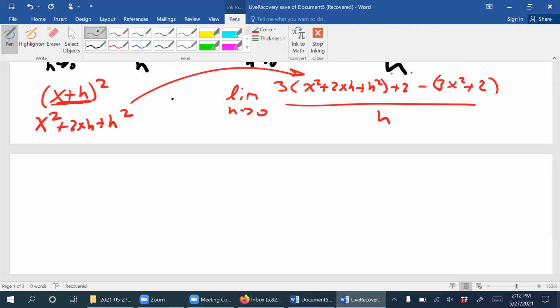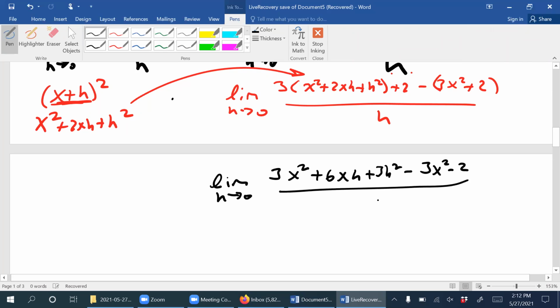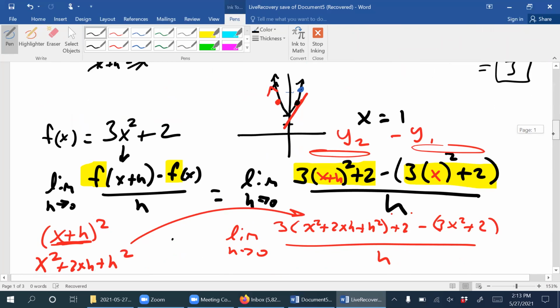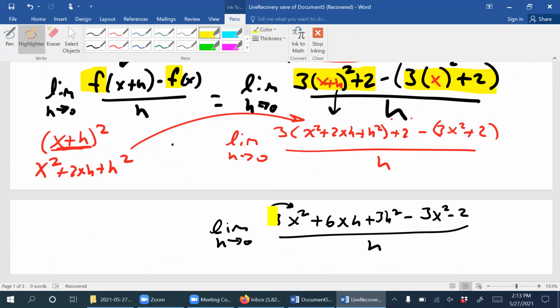Okay, so we're going to end up with the limit as h gets closer to 0 of 3, multiplying the 3 out: 3x squared, 3 times 2xh is 6xh, 3 times h squared is 3h squared, and then minus 3x squared minus 2. Let me ask you, is that a hard step? Is the first step, x plus h, that hard? Is the second step, me multiplying out the square, that hard? Is me multiplying the 3 out that hard? Now, the next step, again, my question is, is that hard? Can I combine like terms?